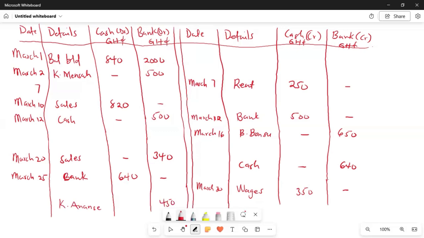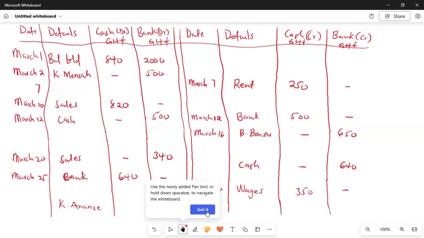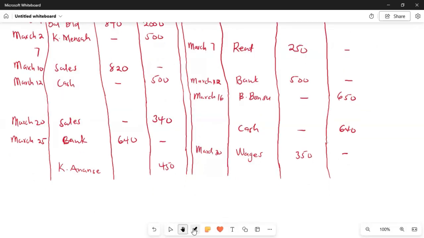So now we are done with the recording of the transactions. What you have to do next is the cash book. How do you balance your cash book? Balance your cash book by summing up the debit, the total. Find the total of each. First of all, you balance the cash column side, that's the debit side of the cash, and you find the total of the credit side of the cash.